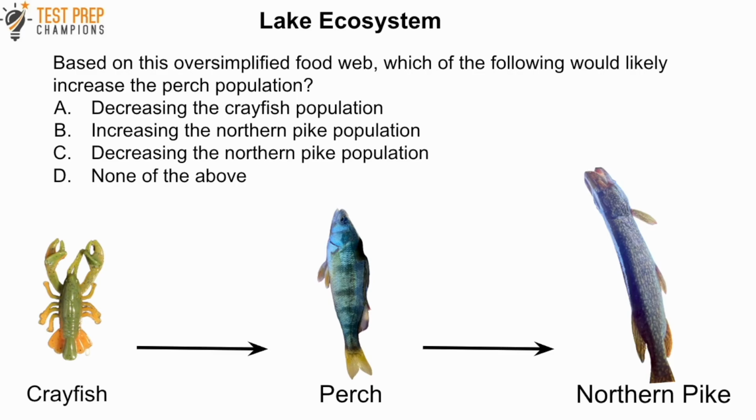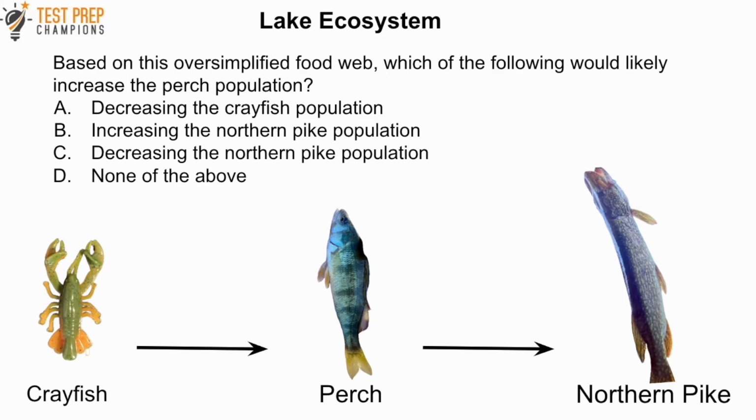So what's going to happen to the perch population if we decrease the crayfish population? Well, remember, the perch eat the crayfish. So if we decrease the crayfish population, there's not going to be as much food for the perch. And if there's not as much food for the perch, sadly, more of the perch are going to starve and they're going to die out. So if we decrease the crayfish population, most likely the perch are going to decrease as well because there's not going to be enough food. So A is out here.